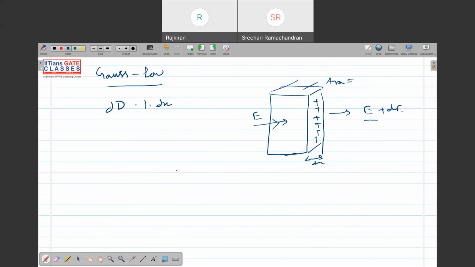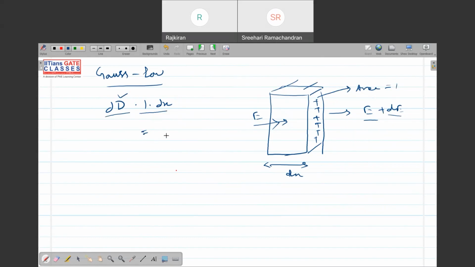This is the distance dx, and this is the area, the area actually unity. So what I'm telling here is that the increasing flux, del D, is the increasing flux. The flux per unit volume into the volume is the number of flux increases, which is equal to the total charge contained in the volume.